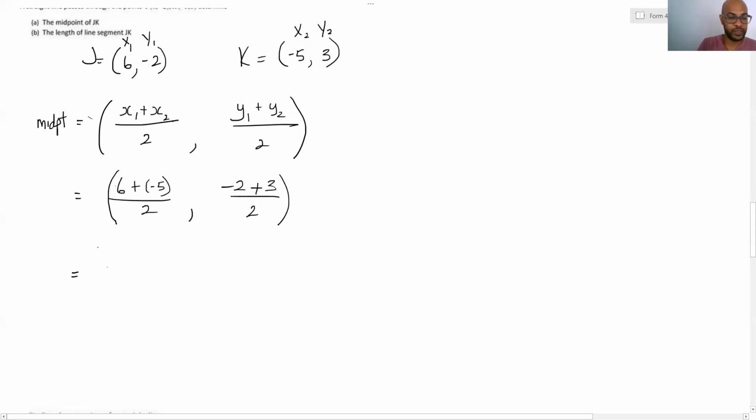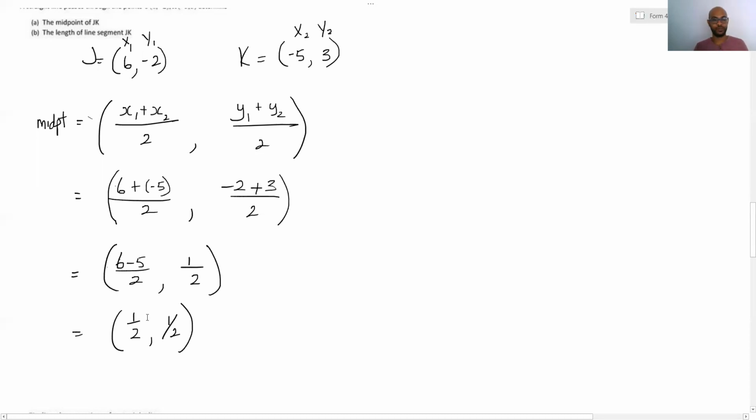So then we work these out. What we will get here is 6 minus 5 divided by 2. Up here we get -2 plus 3. I could work this out immediately. This will give me 1. This will also give me 1. So the midpoint of this line is actually a half and a half. That's the midpoint of the line.